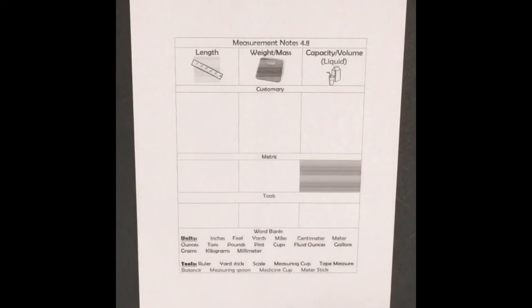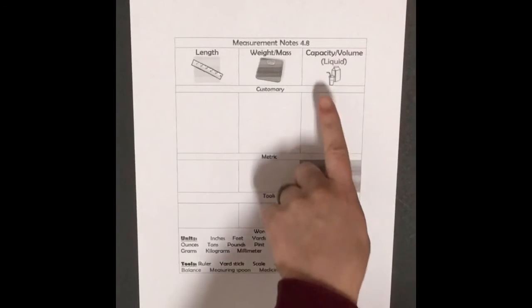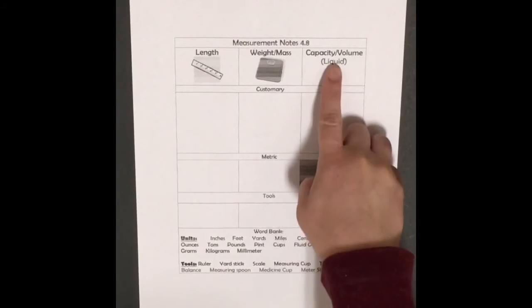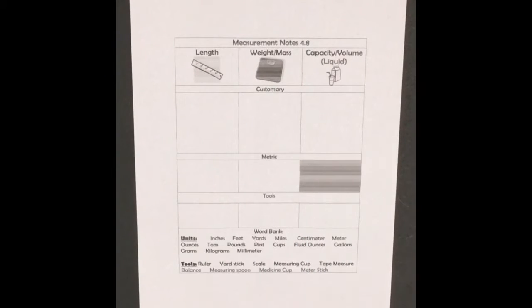Weight or mass, how heavy is something, how much gravitational pull pretty much does it have. And then the last is capacity or volume. Not talking about how loud your headphones are. When we're talking about volume here, we're talking about how much space does something take up in a liquid. So when you put a liquid into a cup, how much space does that take up? That's your volume.